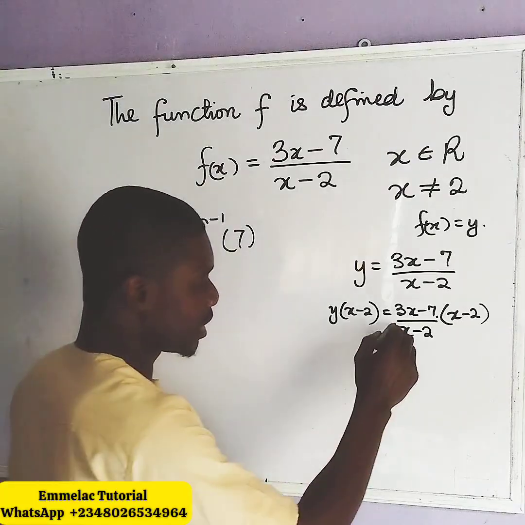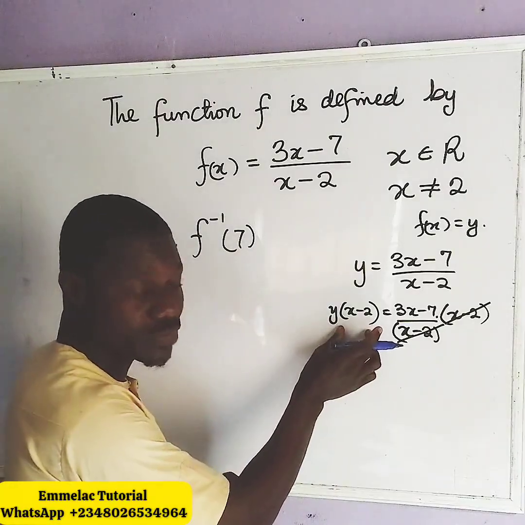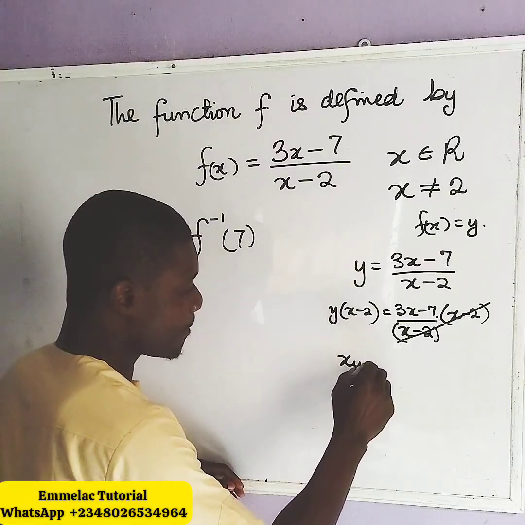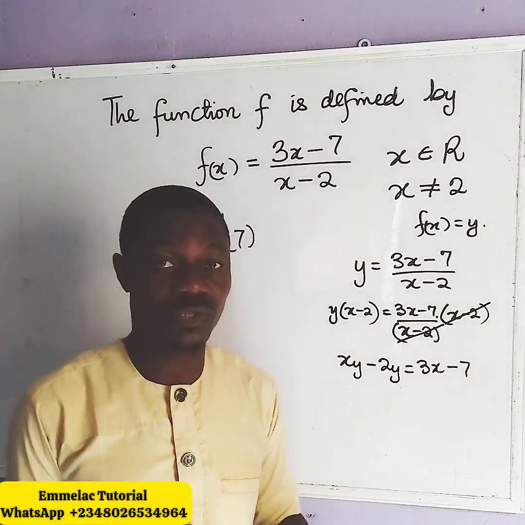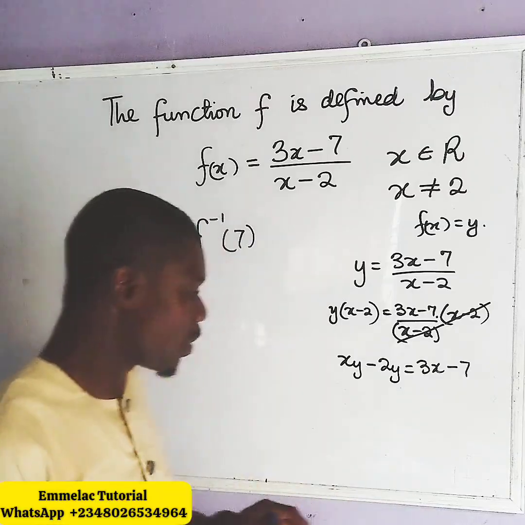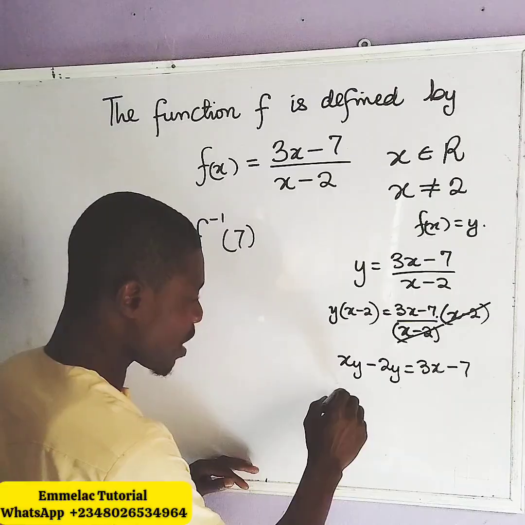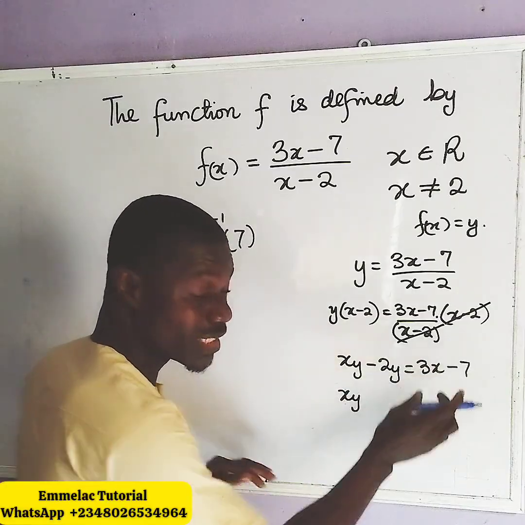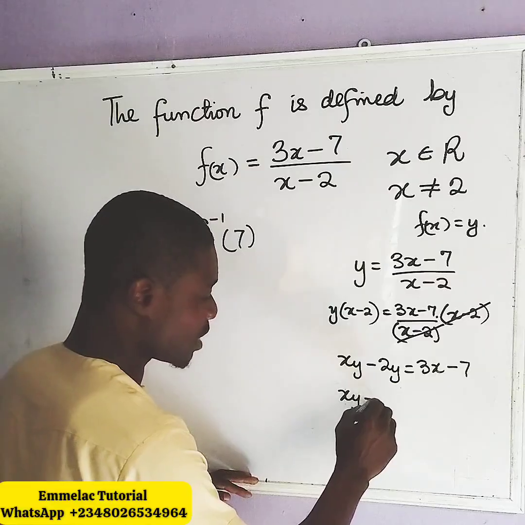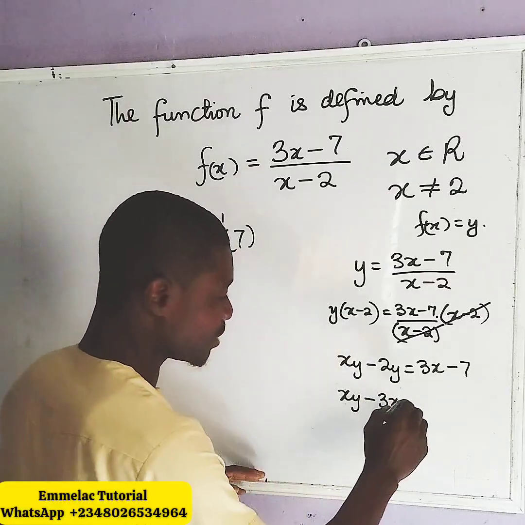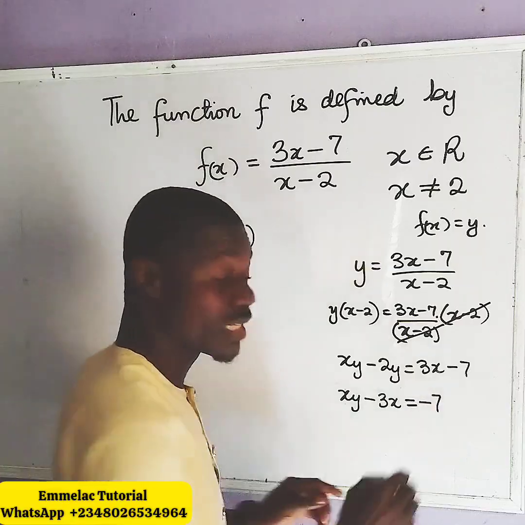So at this point, this will cancel out this. We are now left with, if I open this bracket, xy minus 2y equals 3x minus 7. The next thing we need to do is to collect like terms. Let's bring 3x over to the left hand side. Because it is positive, as it crosses the equal sign to the left hand side it becomes negative. So here you have xy minus 3x, and we are left with negative 7.